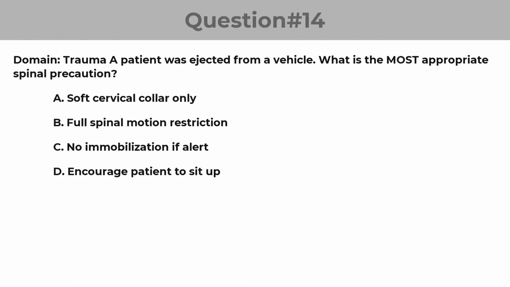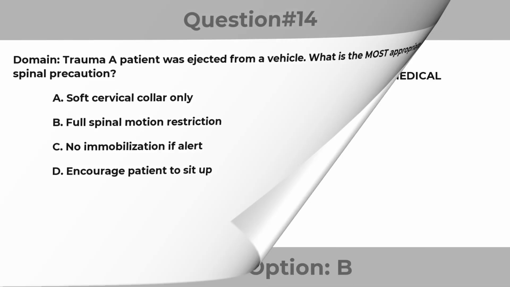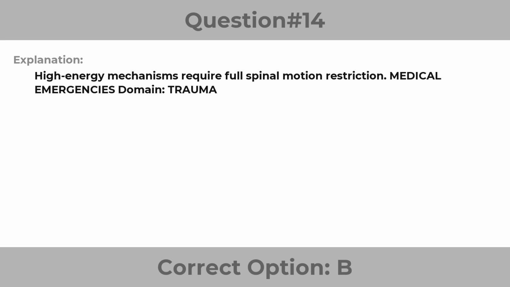Question 14. Domain, trauma. A patient was ejected from a vehicle. What is the most appropriate spinal precaution? A. Soft cervical collar only. B. Full spinal motion restriction. C. No immobilization if alert. D. Encourage patient to sit up. Correct answer, B. Explanation: high energy mechanisms require full spinal motion restriction.